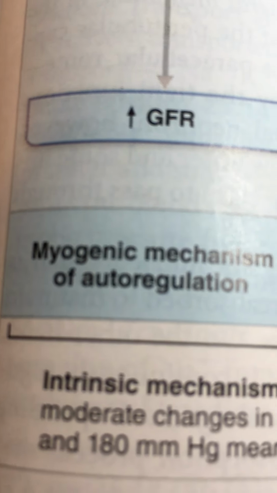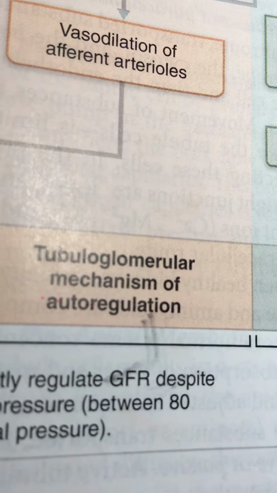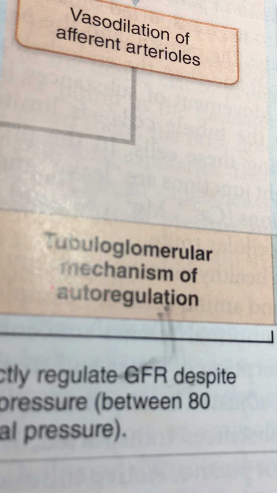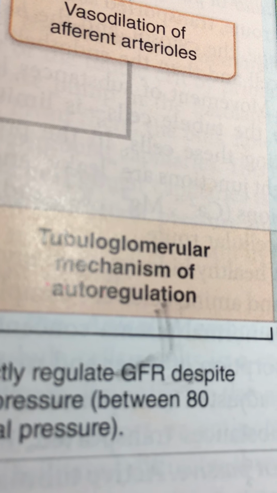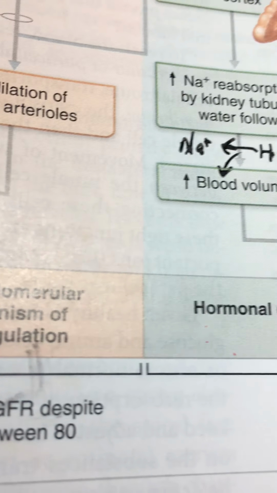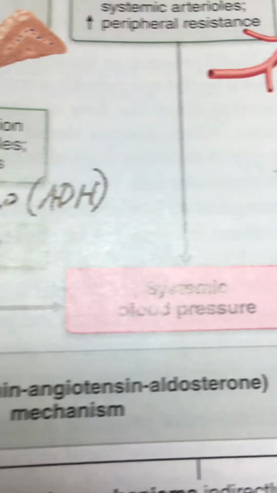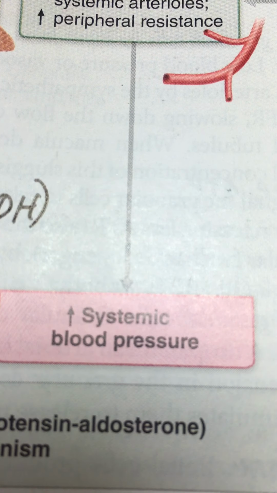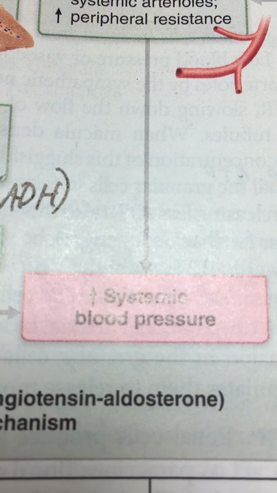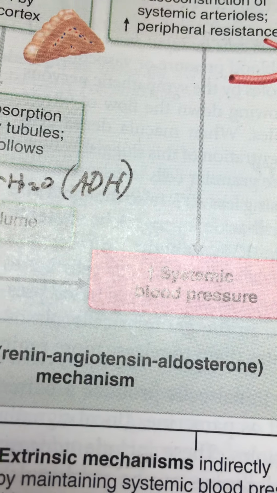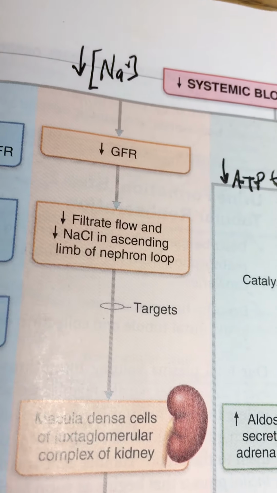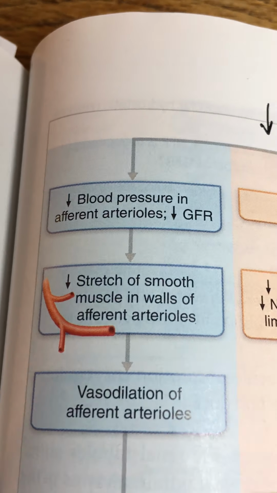So they have some different columns here. There is the myogenic mechanism on the left. In this column we have a tubuloglomerular mechanism, a feedback mechanism. Over here we have hormones that are at play. Then over here we have systemic blood pressure, and at this level over here, the neural controls. So usually we think in terms of the sympathetic nervous system. So let's take a look here.